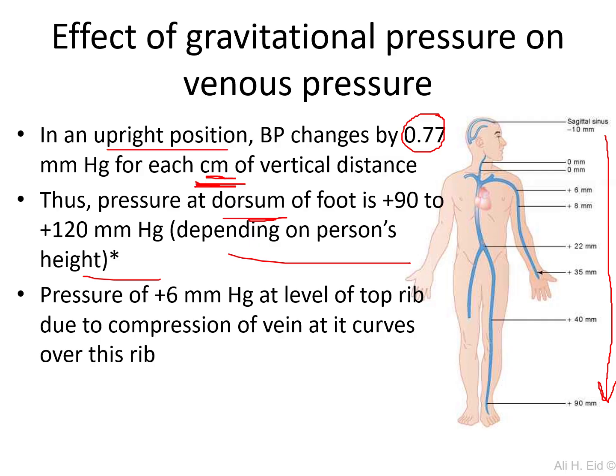A pressure of plus 6 millimeters Hg at the level of the top rib is due to the compression of the vein as it curves over this particular rib. We mentioned that a while ago.